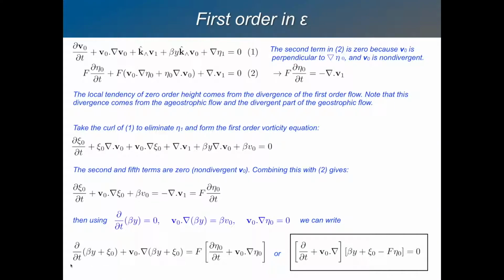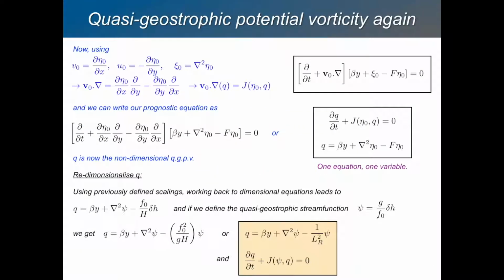Here we have it, d by dt plus v naught dot grad, so that's our substantial derivative applied to this quantity, beta y plus psi naught minus f eta naught, this quantity here, is equal to 0. So what that means is that this quantity here is conserved. Following the flow, this quantity here is conserved. And what is this quantity here? It's the same as before. It's the quasi-geostrophic potential vorticity. Here it is again, this equation. It's an equation for the conservation of quasi-geostrophic potential vorticity.